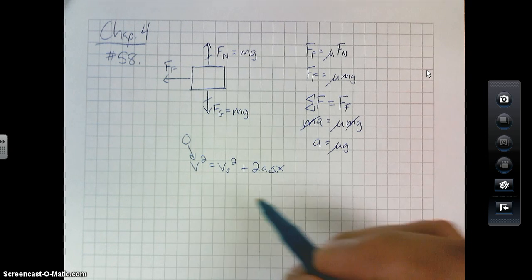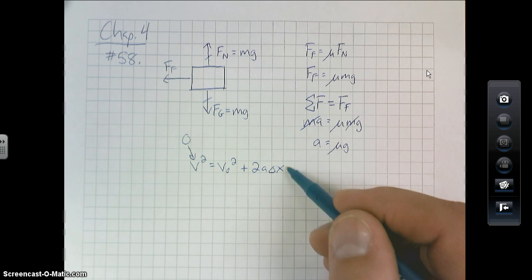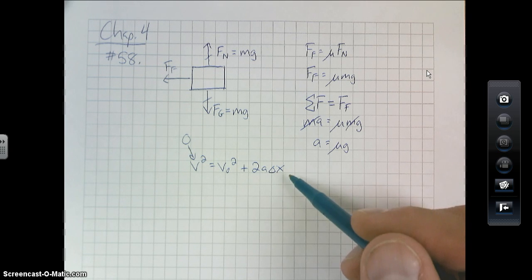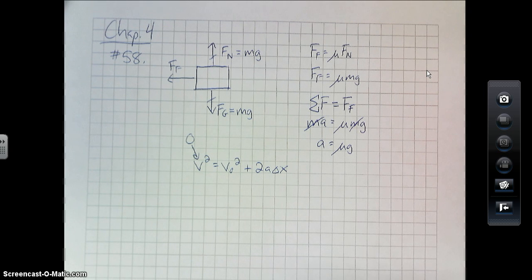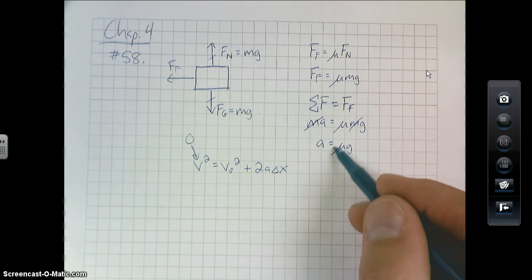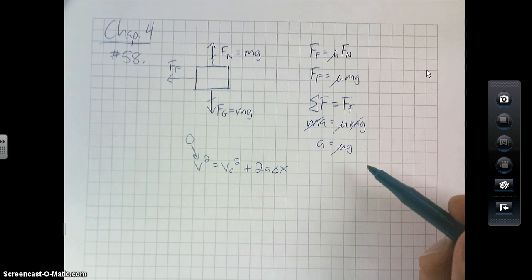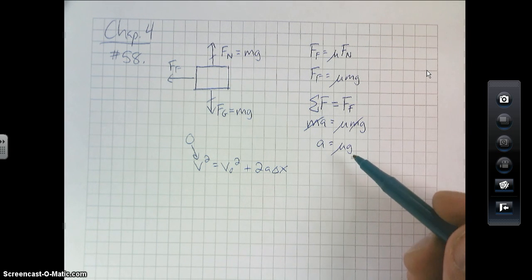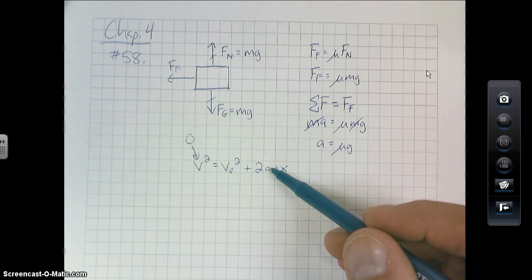Okay, and we're supposed to show the displacement, given an initial speed, is equal to v squared over 2 mu g. Okay, so we've got to get this in there. Also in the equation, v squared over 2 mu g, there's no acceleration in there, so we're going to have to make a substitution.